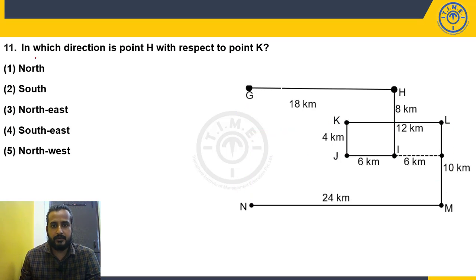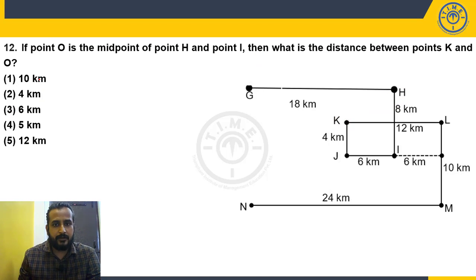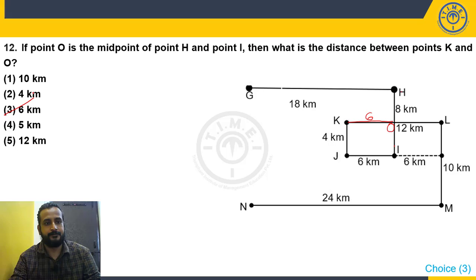Now, in which direction is H with respect to K? H with respect to K. So from K we need to check. A slant line going towards the right side and upwards will be which direction? Northeast direction. So choice 3. If O is the midpoint of H and I, then what is the distance between points K and O? 6. Choice 3. All are direct questions.